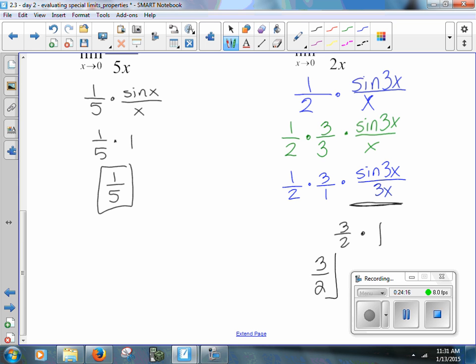Now, what am I going to do? Couldn't you just take whatever you had in your sine and whatever you had in the denominator and put those in a fraction? Hold that thought till tomorrow. We got to prove everything.